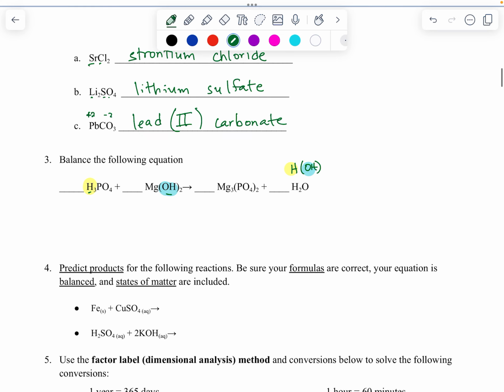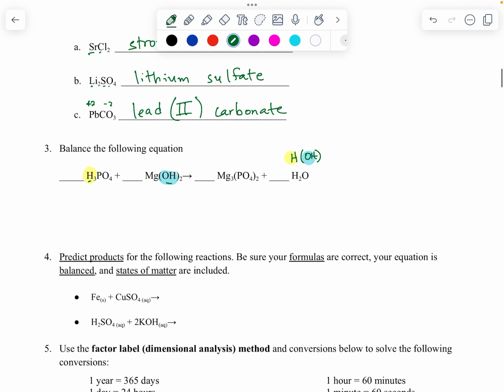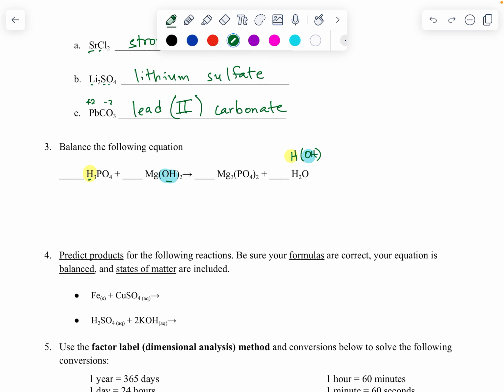Here we can start wherever we want. You can put a 3 over here. You're going to end up having to change that here a little bit because of this substance right here. You see that there's 3 magnesium. So why not make that change first? And that gives us 3 magnesium over here if we put a 3 in front. And that also gives me now 6 hydroxides, right? 6 hydroxides, which means that over here I would need 6 in front of the H2O or the HOH, whatever you want to write it as.